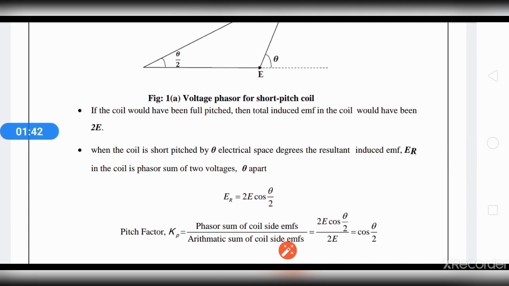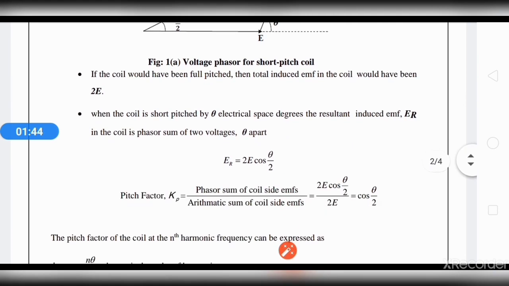2E cos theta by 2, and the pitch factor will become the phasor sum of the coil side EMF divided by the arithmetic sum. So the pitch factor comes out to be cos theta by 2. Here theta is the angle through which the pitch is short in the coil.